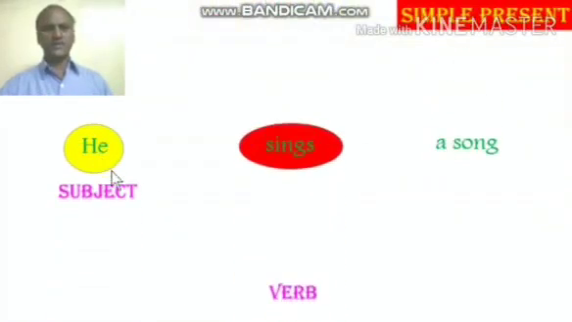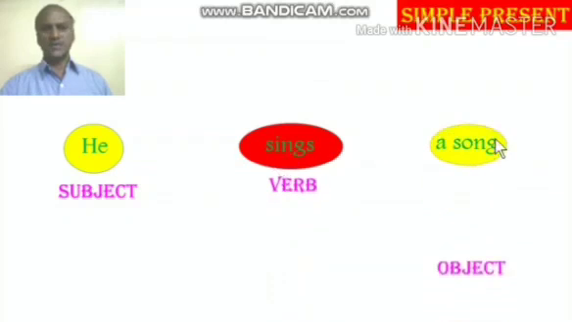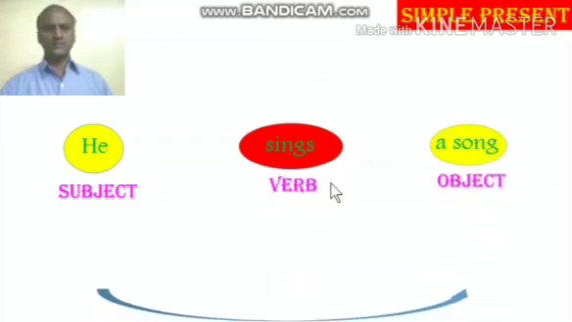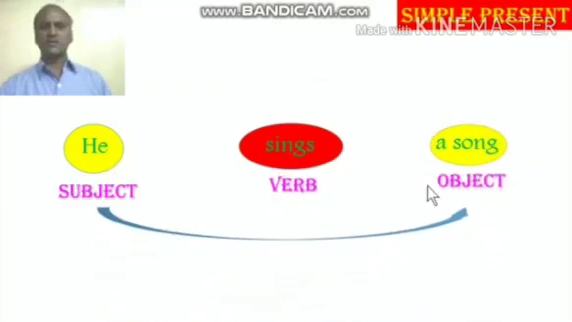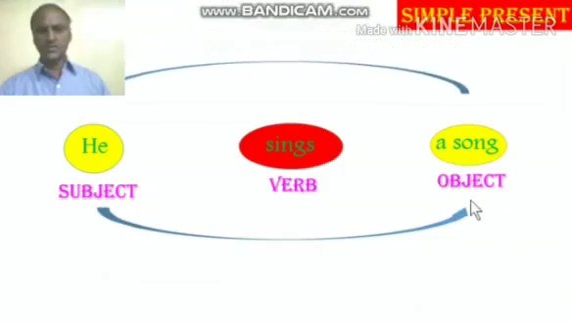Another example of the same simple present. He sings a song. He is the subject, sings is the verb, a song is the object. That is the first step you have to follow. Identify the elements. Second step is change the positions of subject into object, object into subject.